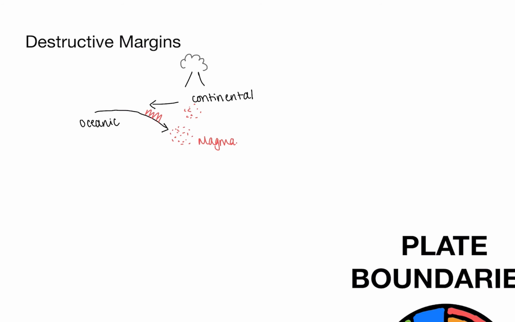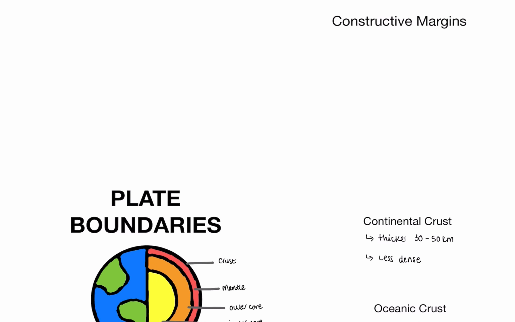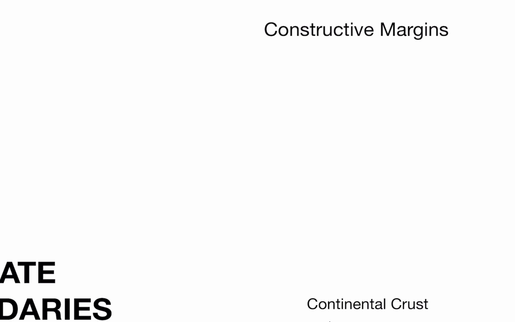Okay, so that's a destructive margin. If destructive means to destroy, if we compare that to a constructive margin, that's going to mean to build. So in the case of this plate margin, we have two continental plates that are moving away from each other. Both of these are continental crust. Let's label those on whilst we go.